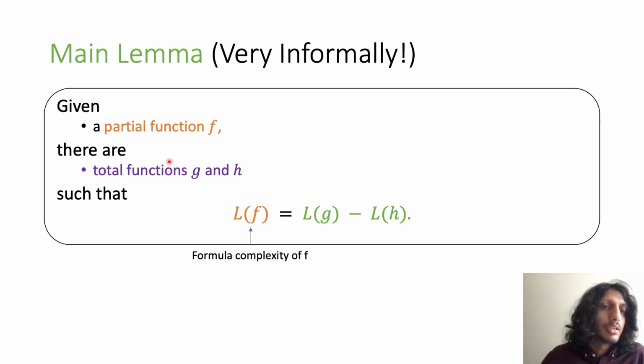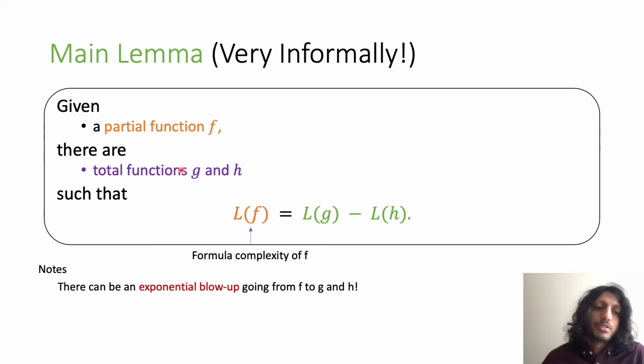I won't go into the details of how you construct these functions g and h because we don't have that much time, but I will say some notes about this lemma. There's a few things to note. Probably the most important thing to note is that there could be an exponential blowup in going from f to g and h. So g and h could require much more inputs than f, and this is kind of why the reduction we get is only this fine-grained 2 to the order s plus n reduction.